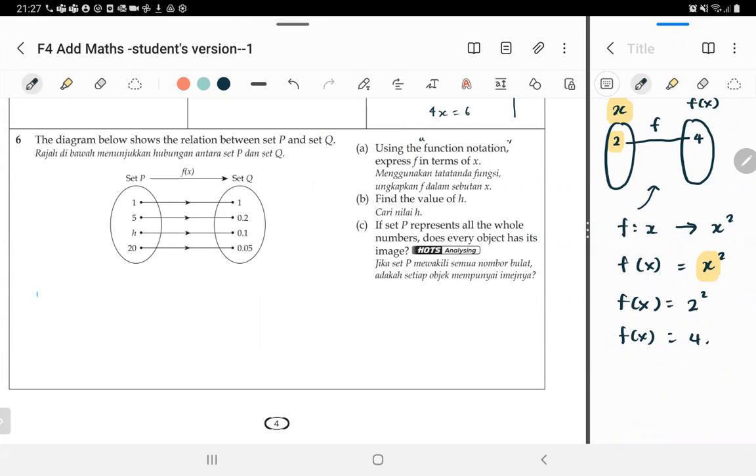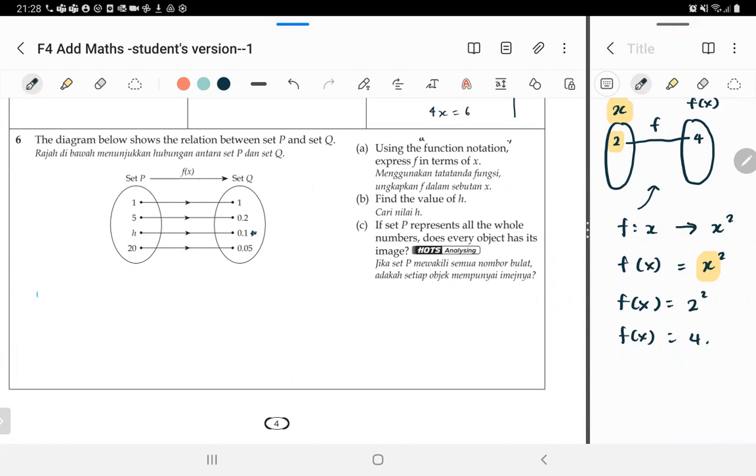That means you need to find out their relationship. How can the 1 become 1? How can the 5 become 0.2? How can the h become 0.1? This one is harder to define. How can the 20 become 0.05? You can try to make them become fractions so that you can compare what is their relationship between the 1 and 1, 5 to 0.2, 20 to 0.05. Because if I see the number like this one, 5 and 0.2, it seems like not so related.